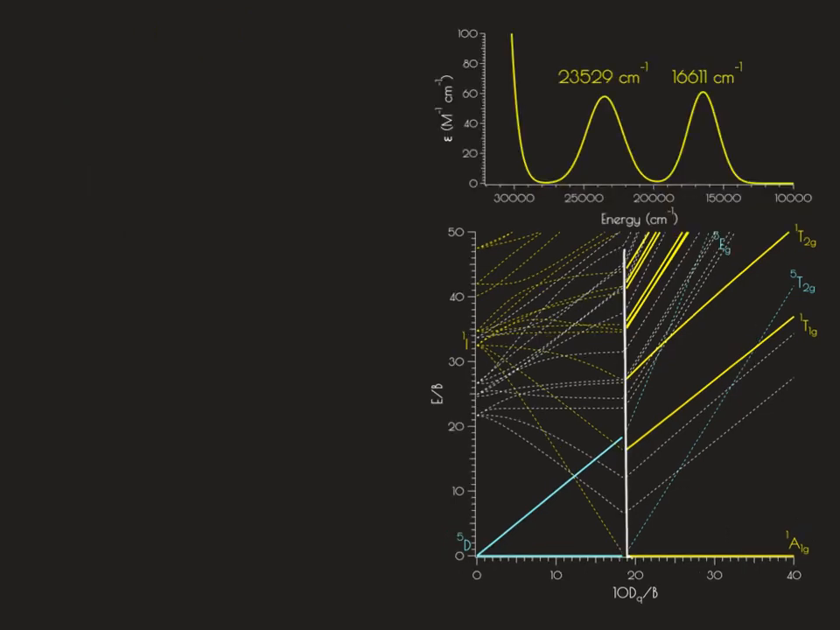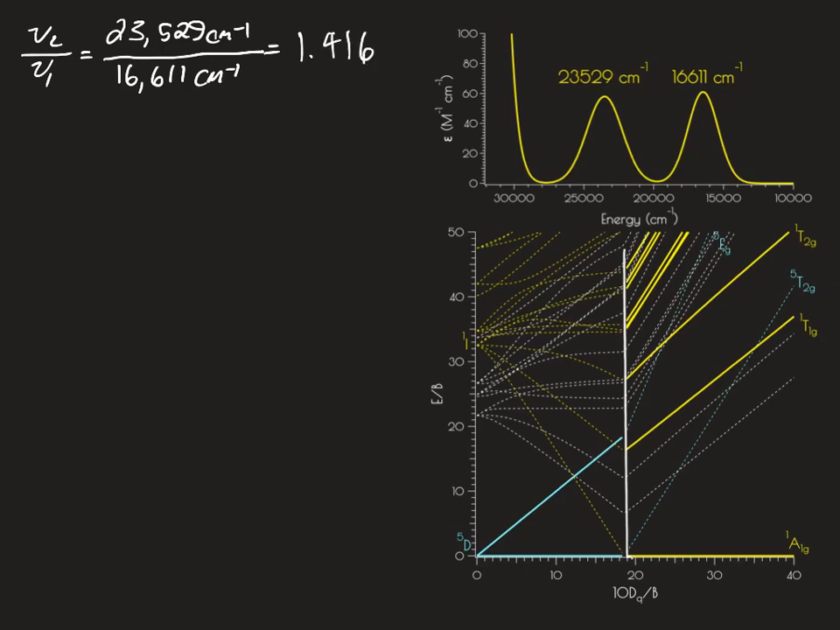Approaching this like we did for the nickel 2 plus d8 species, the first thing we're going to do is get the ratio of nu2 over nu1, which is 23,529 wave numbers over 16,611 wave numbers, which equals 1.416. So we're going to be looking for a ratio of our E over B's that equals 1.416.